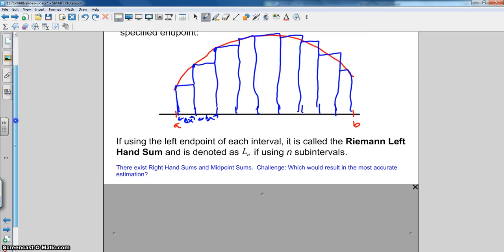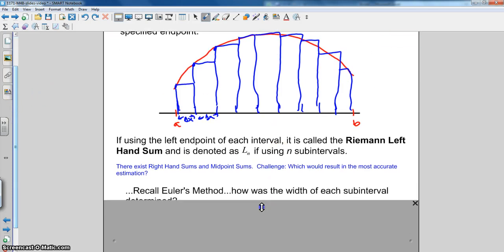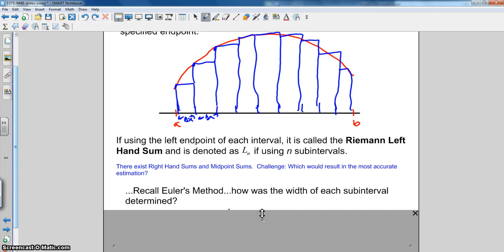Not too hard geometrically. Now, you can see I'm missing some areas here. So I'm missing like here and here and here, and then I'm overestimating here and here. So how do I get a better estimate? Okay, we're going to talk about that soon.